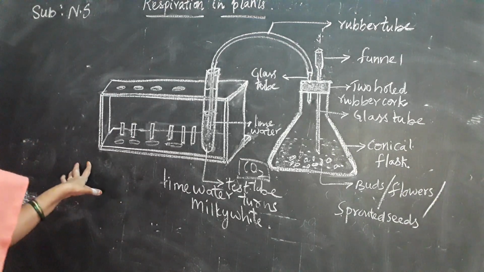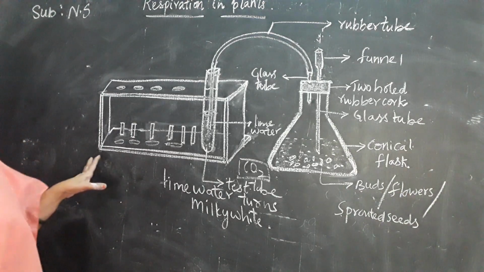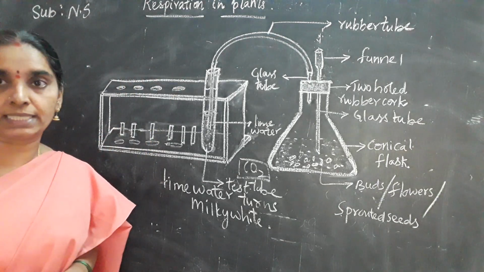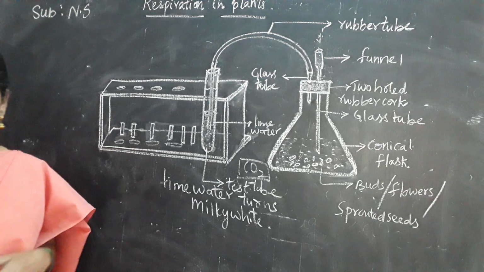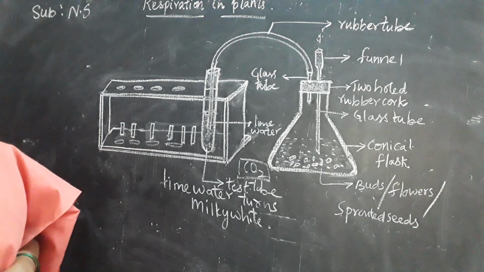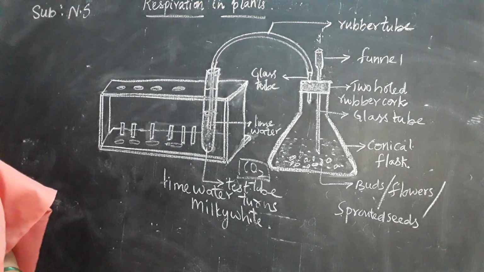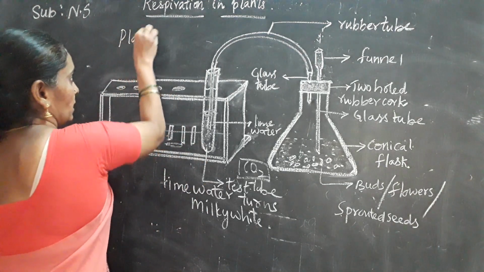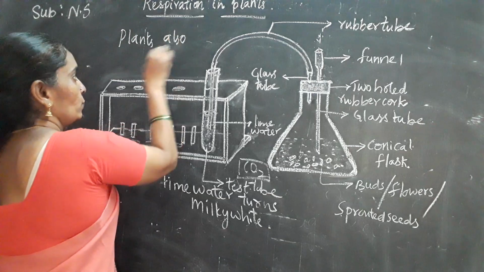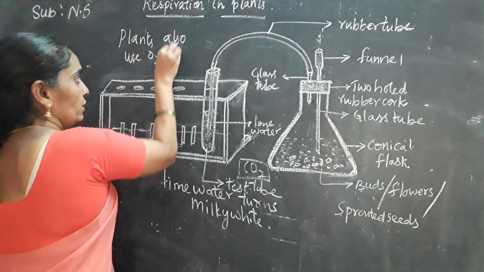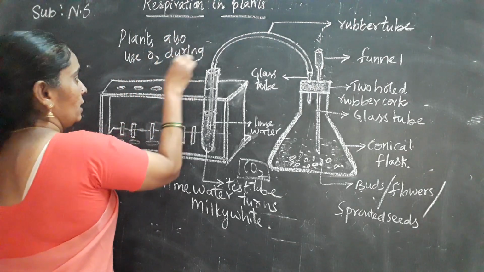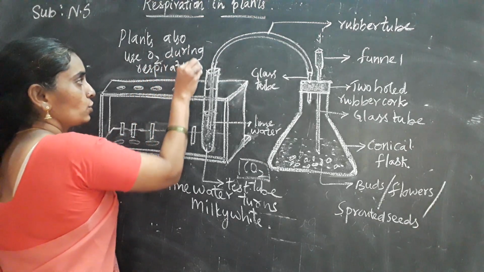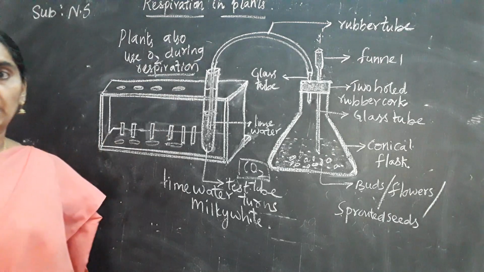Okay children, next from this we can understand that both plants and animals use oxygen. Both plants and animals use oxygen during respiration. Plants also use oxygen during respiration. So this is what you are going to prove in this experiment.